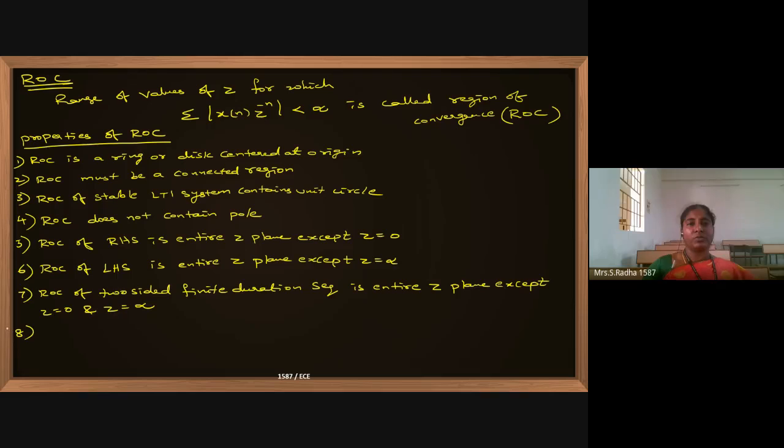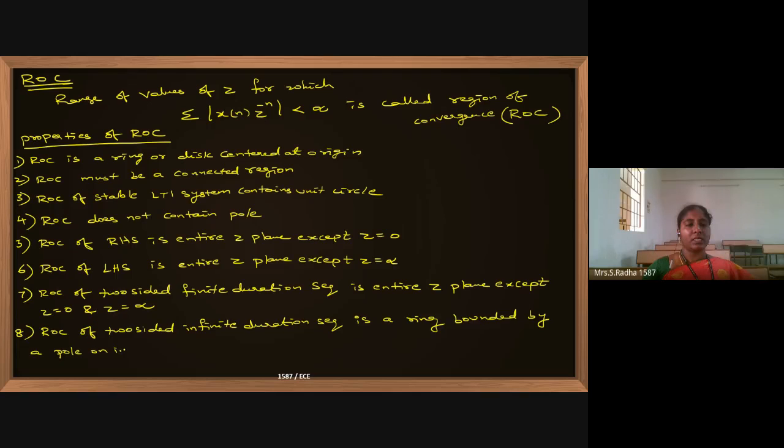Next, last property of ROC in Z transform. ROC of two-sided but now infinite duration sequence is a ring bounded by a pole on interior and a pole on exterior, but does not contain pole.